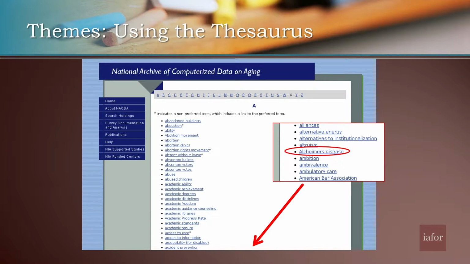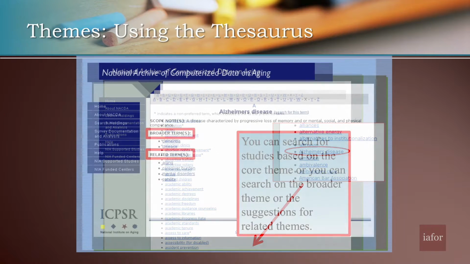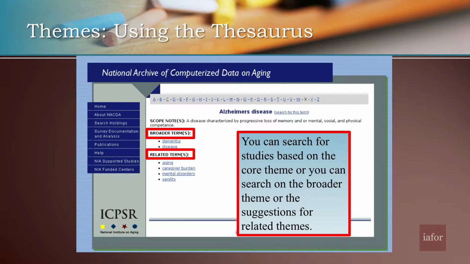You can also use the Thesaurus function to look for themes. This groups data sets by specific themes in a thesaurus. So in this case, if you were interested in Alzheimer's disease, you would go to the thesaurus, find Alzheimer's disease, and you can click on that. It also gives you the opportunity to drill down from there.